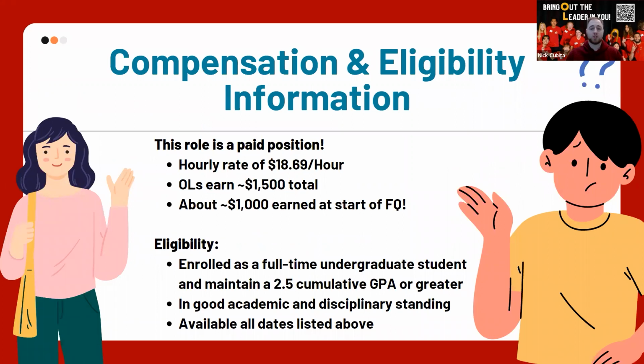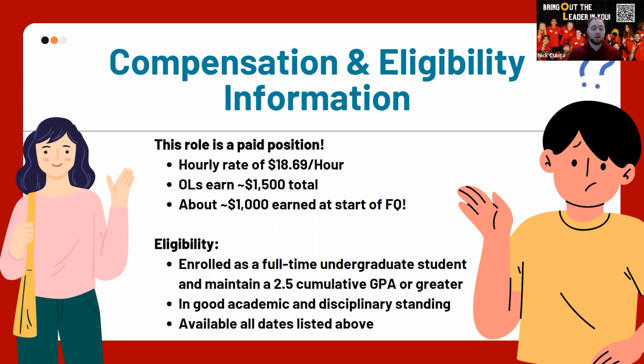In terms of compensation and eligibility for the position, orientation leaders, it's a paid position. So it's the hourly rate of $18.69 an hour. And in total, OLs earn about $1,500. So about $500 is for spring training. So that's paid out throughout the spring quarter. And then about $1,000 is earned right at the start of fall quarter. So after fall welcome ends and you get your timesheet in, you'll get that nice big paycheck of about $1,000 right at the start of fall quarter. So you're kind of set to go for the quarter in a lot of ways to support yourself financially with that.